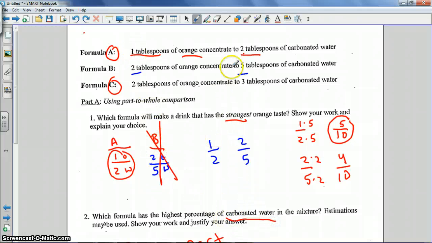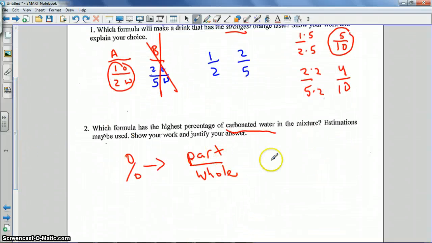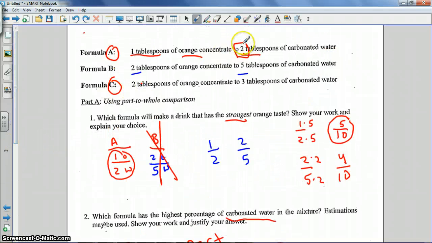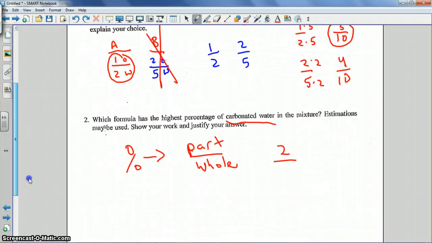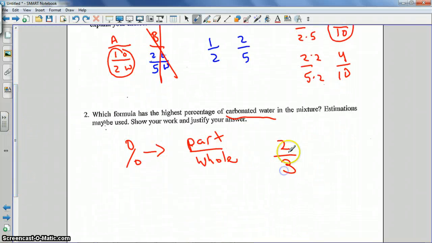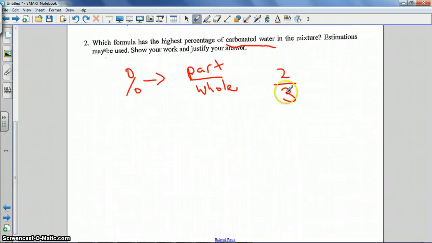In this case, it says the percentage of carbonated water. So since it's the percent of carbonated water, I need to get the part that's carbonated water, which is 2, to the whole mixture. Let's see, in the mixture I have 2 tablespoons here to 1 tablespoon there. So 2 out of the whole would be every 3 parts. So 2 out of 3 parts is carbonated water. And so at this point, we just change that to a percent.